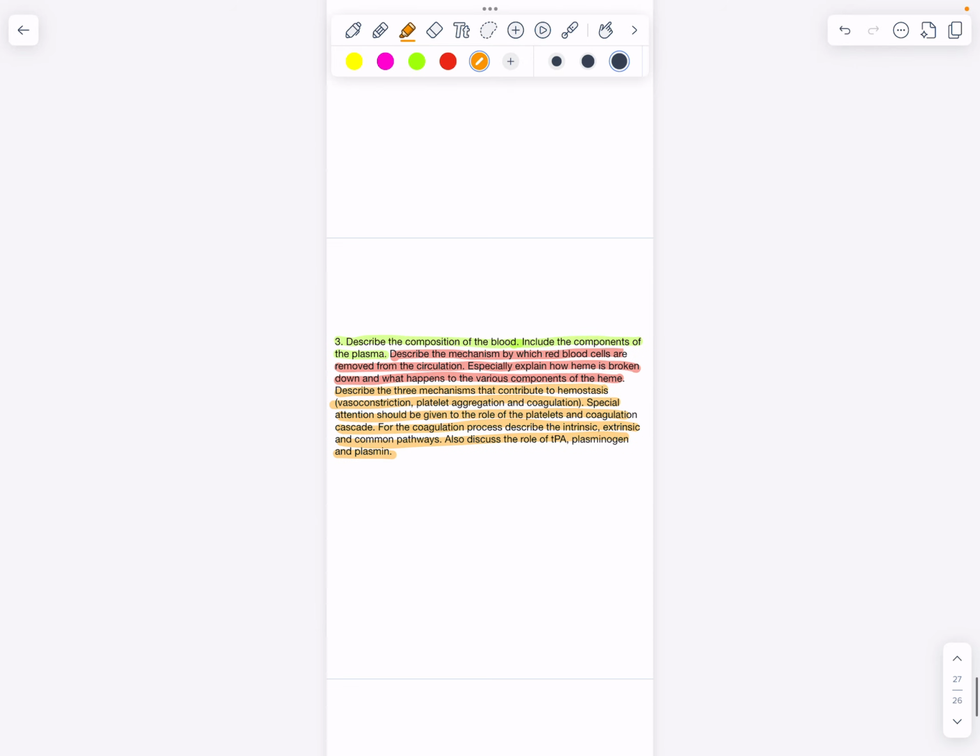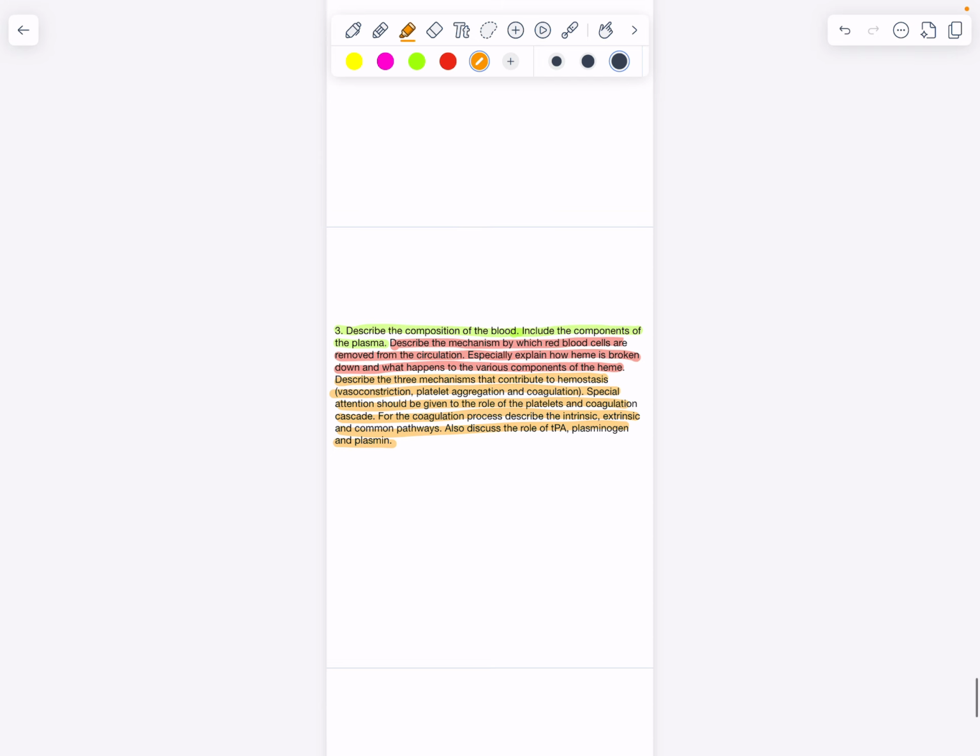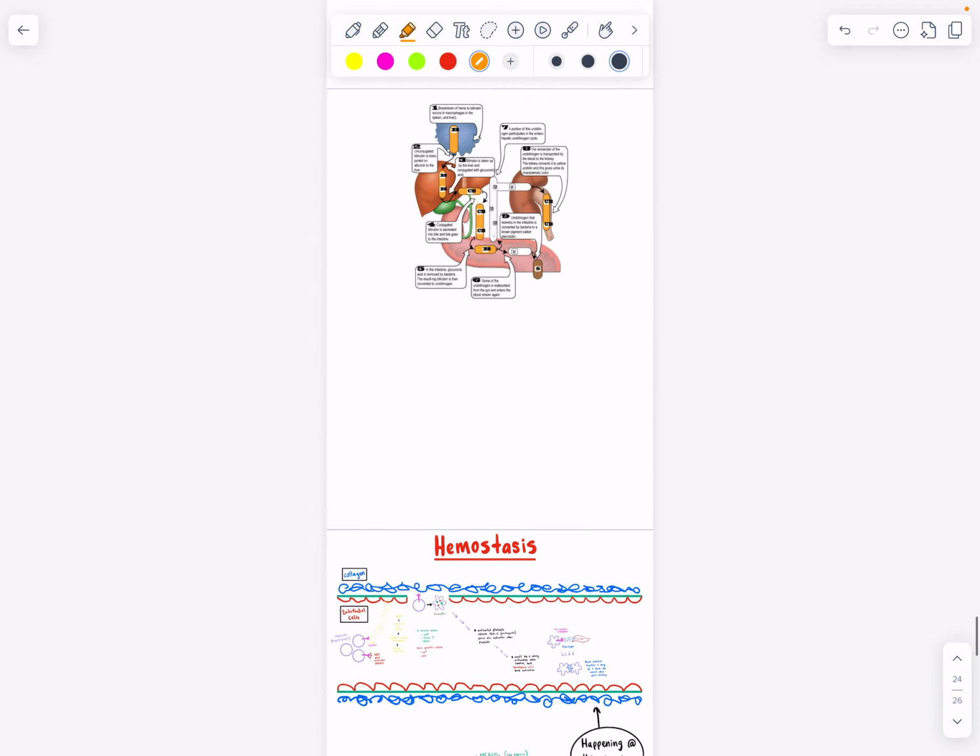Okay, so today we're going to talk about the blood, the components of the blood, red blood cells, how they're removed from circulation, and what happens to it after that. And then we'll go into this last thing right here, talk about coagulation. Okay, so starting with the composition of blood.